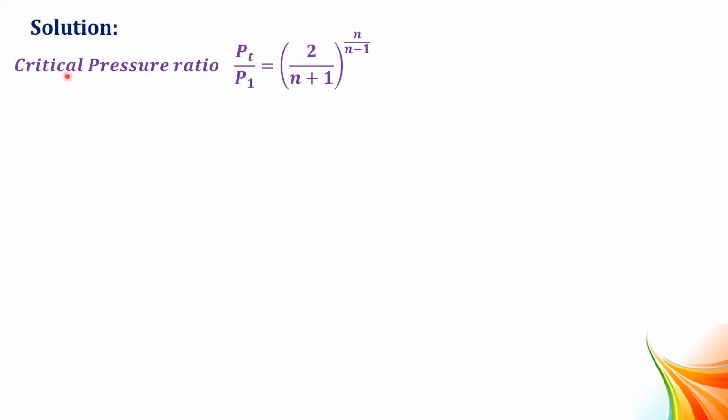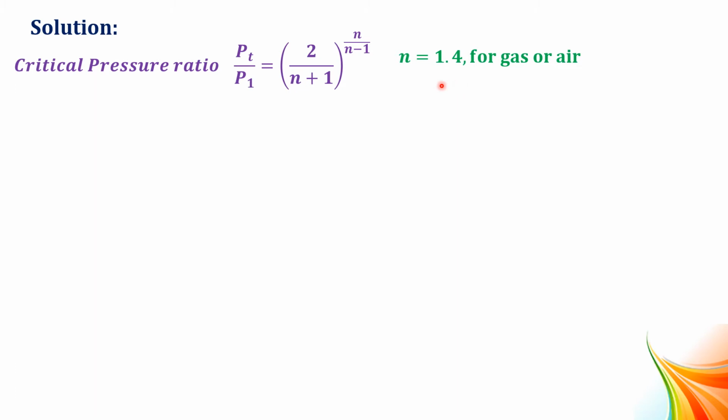Solution. First we have to find out the throat pressure Pt. For calculating the throat pressure, we have to use critical pressure ratio equation. Pt by P1 equal to (2 by n plus 1) the whole power n by n minus 1. Here the working fluid is a gas, therefore the value of n equal to 1.4.